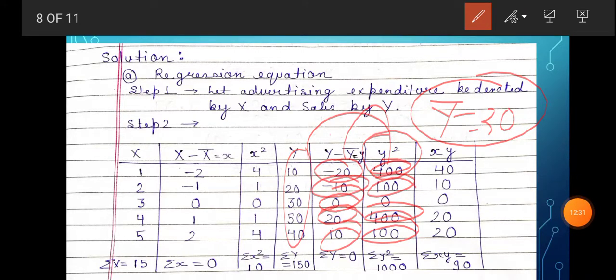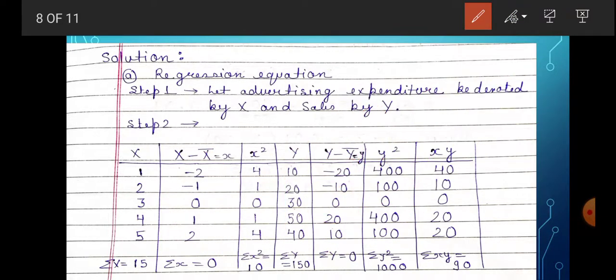Then now we will find xy. We have already got x here and y here. We will find the product and write it here. The summation of small x is 0, the summation of small x square is 10, and the summation of y is 150.